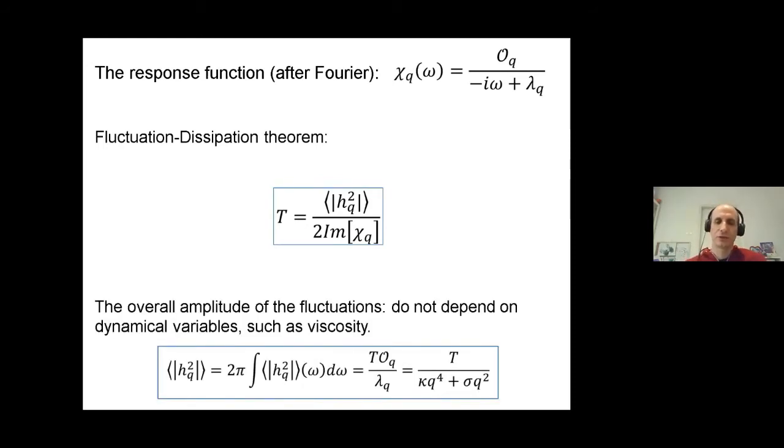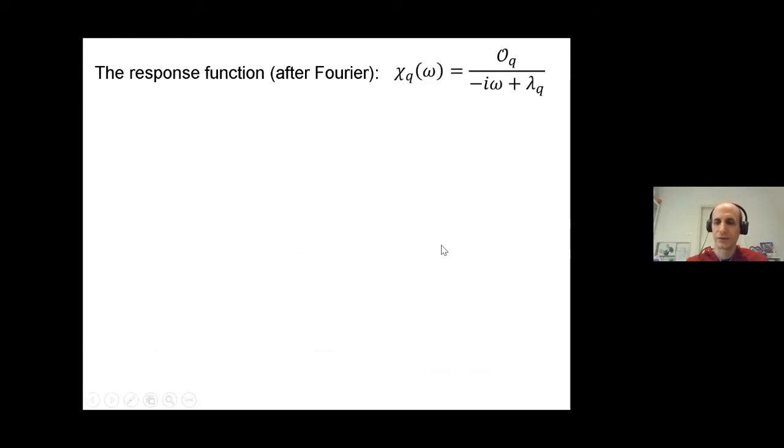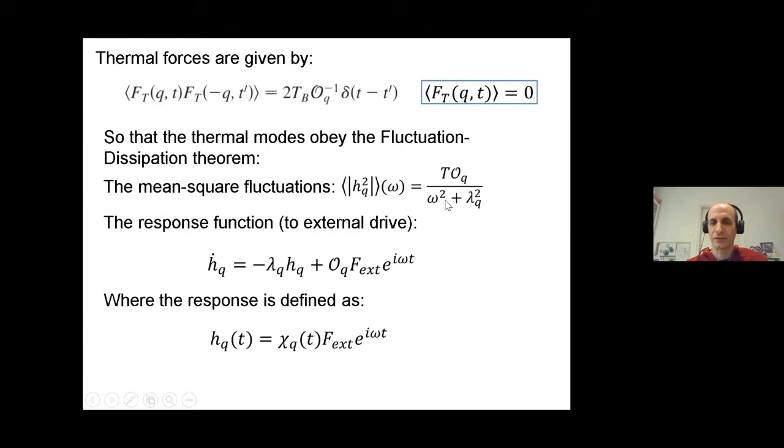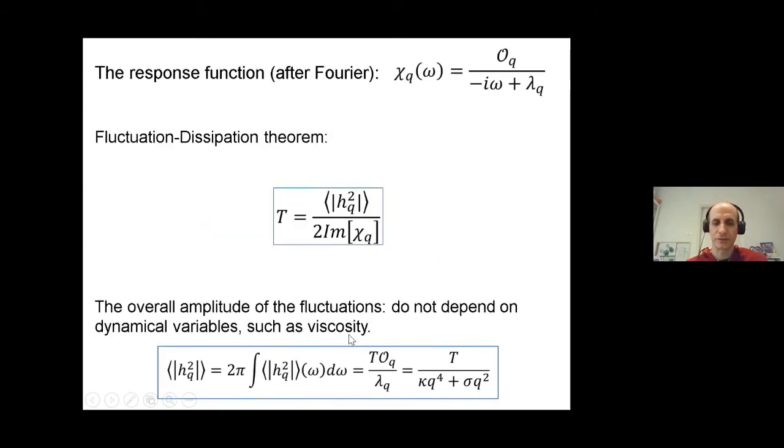By the way, you can also immediately use this mean square fluctuations that we calculated here, which was dependent on the frequency per each wave vector, and you can simply integrate that over the frequencies to get the amplitude of each wave vector of thermal fluctuation in the membrane, and you can see that it is only dependent on the temperature and the elastic moduli. It is not dependent on any dynamical variables such as viscosity.